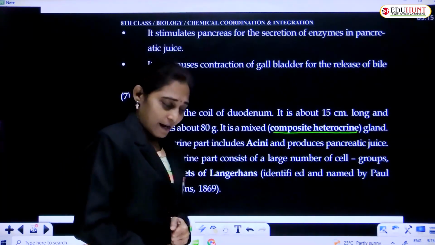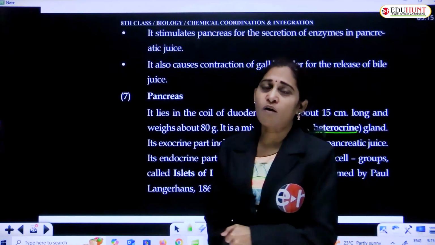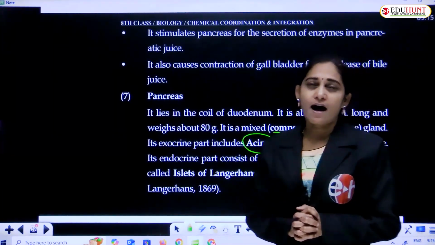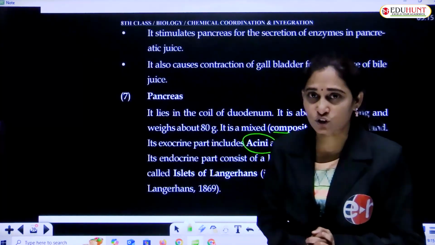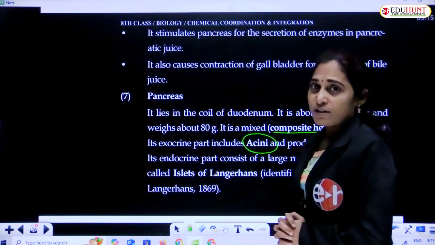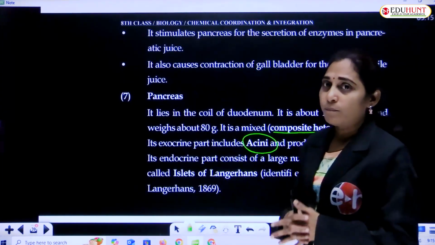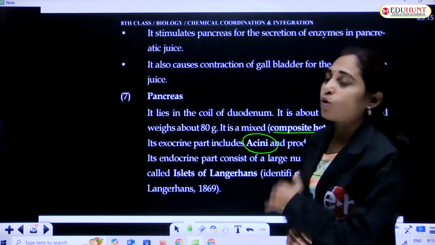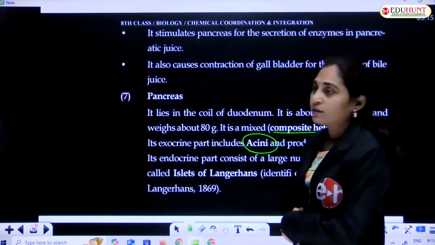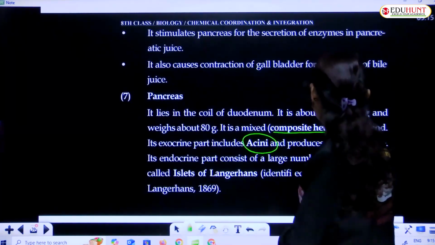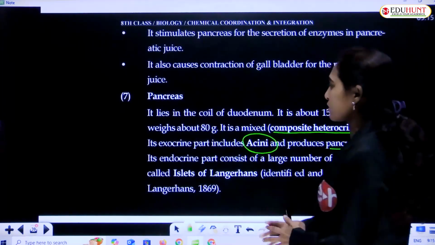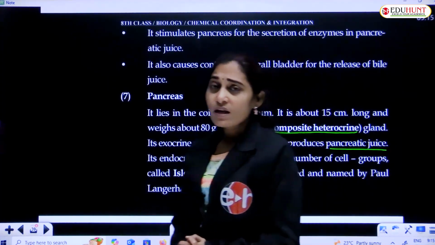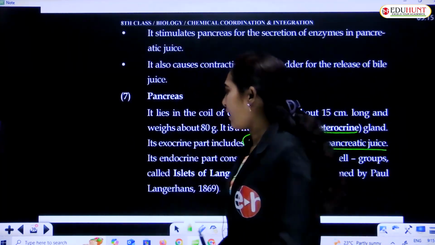The exocrine part of the pancreas is the acini. Acini are cellular structures, a part of the exocrine pancreas, and they produce pancreatic juice. And the endocrine part is the islets of Langerhans.